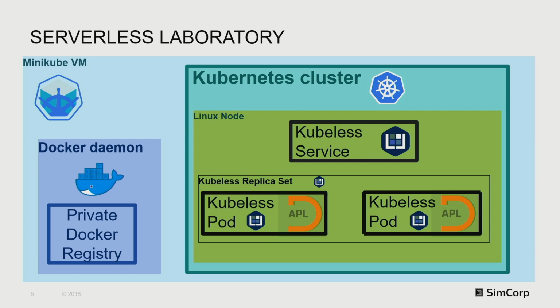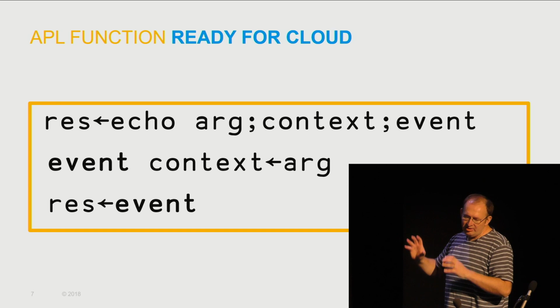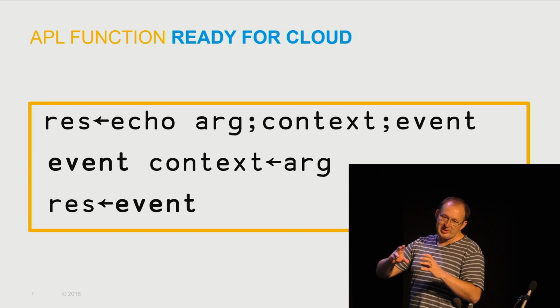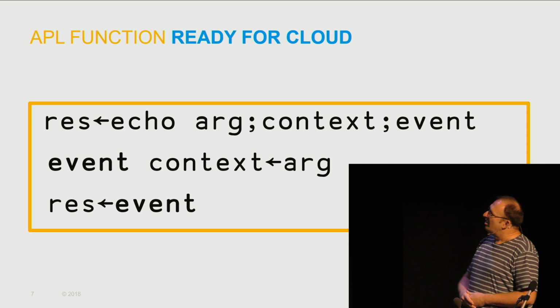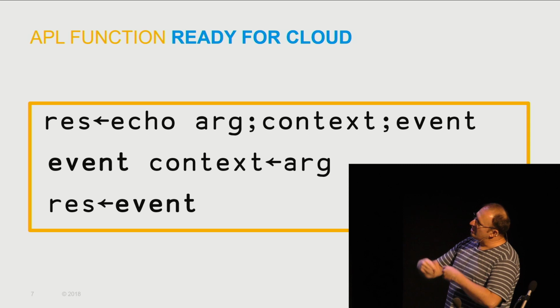So let's continue. So this was kind of architecture, and now I'm going to go from the smallest part to higher abstraction. So what we have is this function, and we want to deploy this function to execute in a Dyalog interpreter somewhere in the cloud.